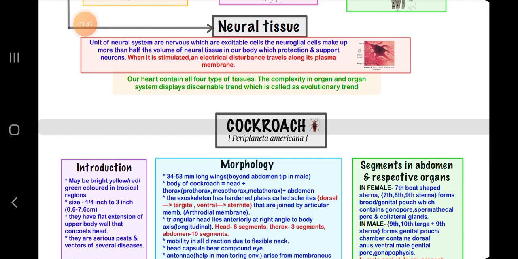Then neural tissue. The unit of the neural system is the neuron, which is an excitable cell. The neuroglial cells make up more than half the volume of neural tissue in our body, providing protection and support to neurons. When a neuron is stimulated, an electrical disturbance travels along its plasma membrane. A heart contains all four types of tissues. The complexity in an organ system displays a discernible trend, which is called the evolutionary trend.